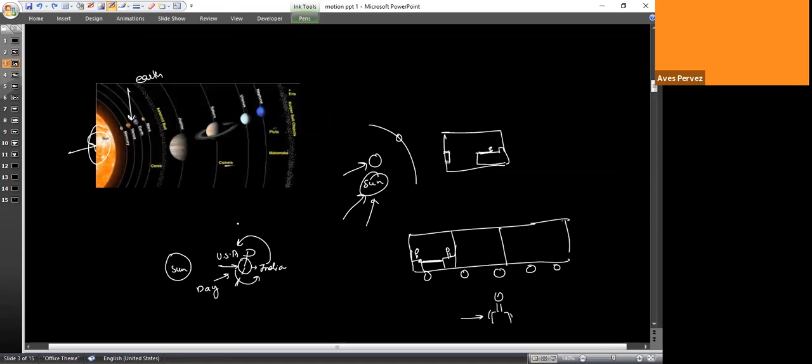Another example is related to the sun. If a person is sitting in a room, and we consider the window as a reference point, we are not in motion. But if we consider the sun as a reference point, we are in motion.